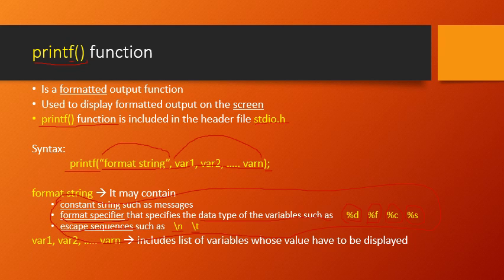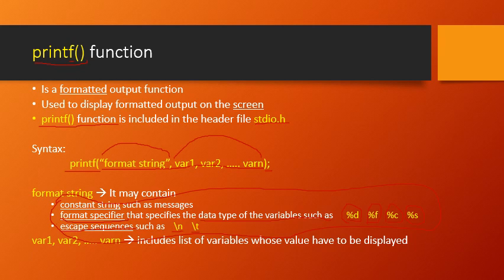This printf function is included in the header file by the name stdio.h. The syntax is printf. Within the brackets, we are going to write certain content. That content is broadly divided into two things. The first one is within the double quotes, then a comma, and then the list of variables. It may be only one variable, or a number of variables, or it is completely optional also.